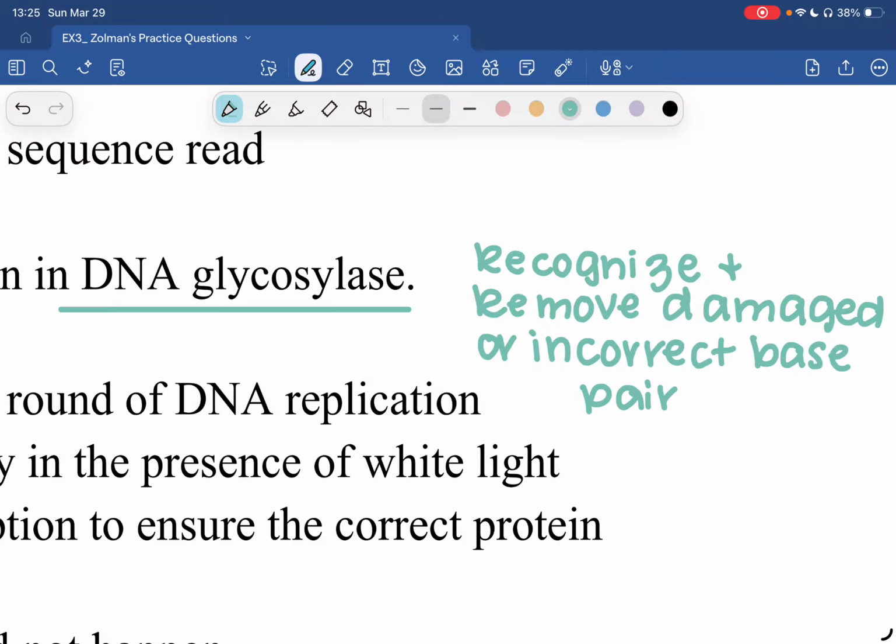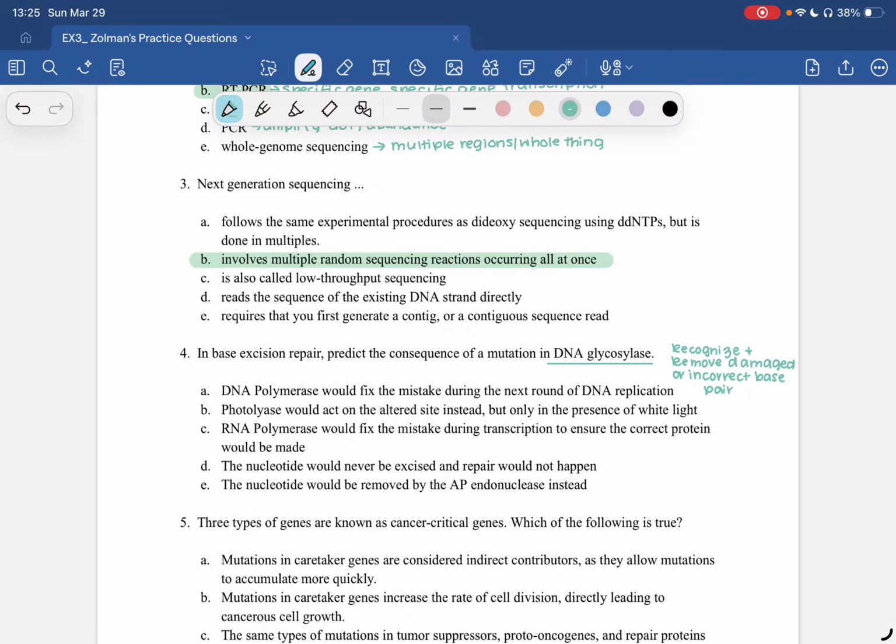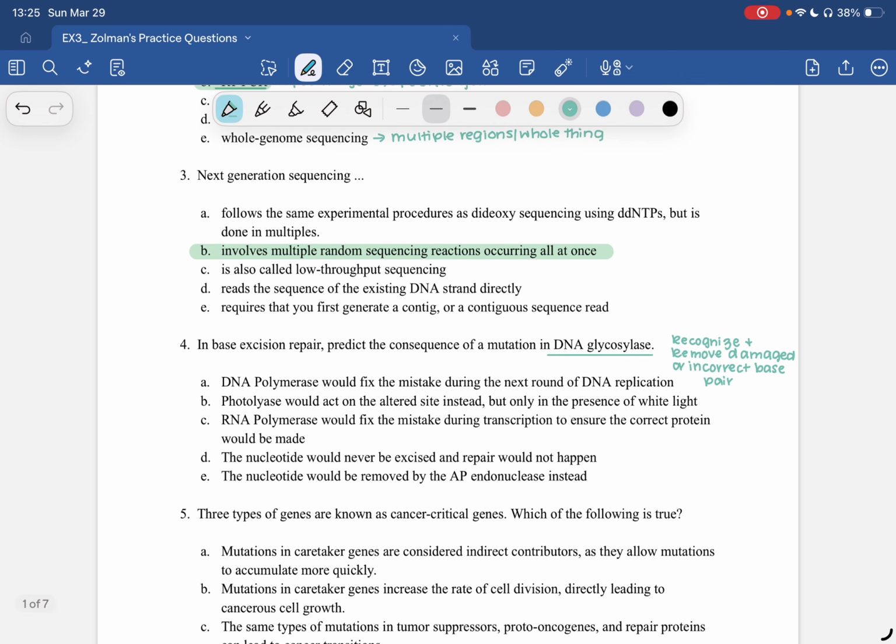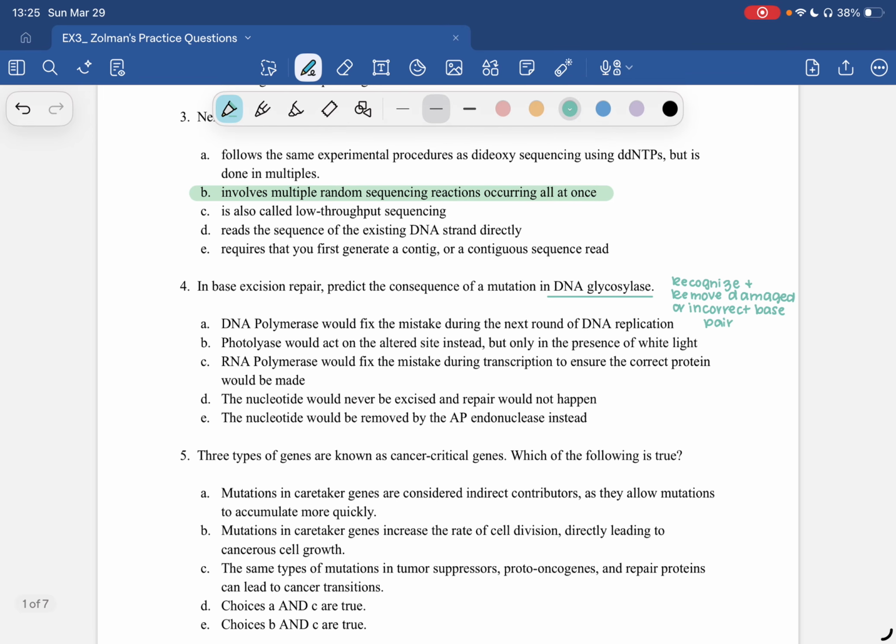But again, review more in depth what base excision repair is and DNA glycosylase's role in it. Okay, so the answer to number 4 is letter D. The nucleotide would never be excised and repair would never occur. This is because if there was a mutation in it, the damaged base would never be able to be removed. So this couldn't create the AP site, and the repair process would never proceed.